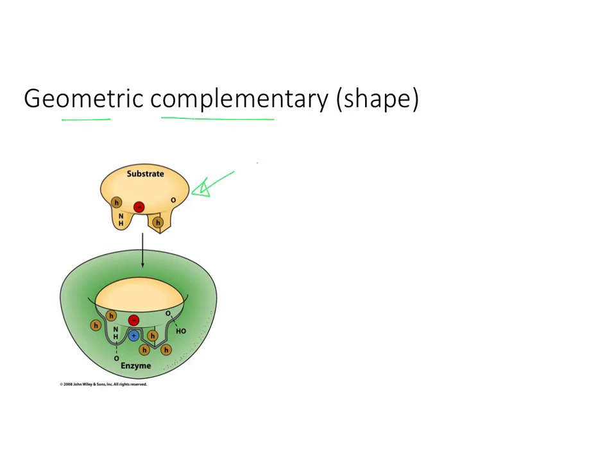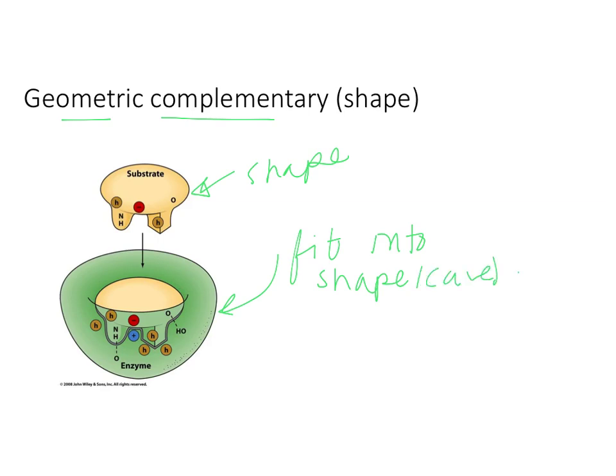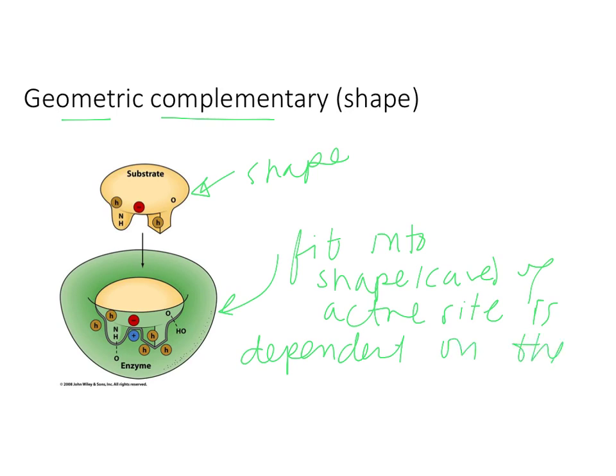The shape of the substrate will fit into the shape, or the absence of space, the cave of the active site, which again is dependent on the active site amino acids. Okay, so what I like about this is that it shows that this substrate shape-wise will fit into this active site, so that's geometric complementarity.